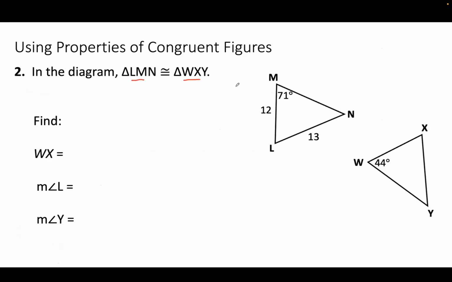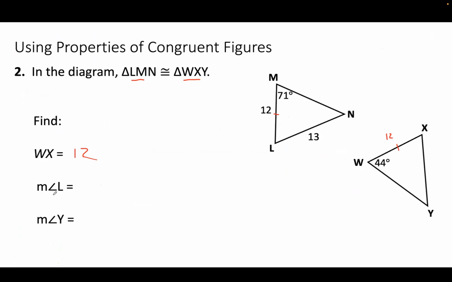So on my diagram, and hopefully you wrote down the diagram as well, LM, I'm going to put a tick mark there. So LM is congruent to WX. So these two sides are congruent. So that means if LM is 12, WX would also have to be 12. So my answer for the first one is going to be 12.